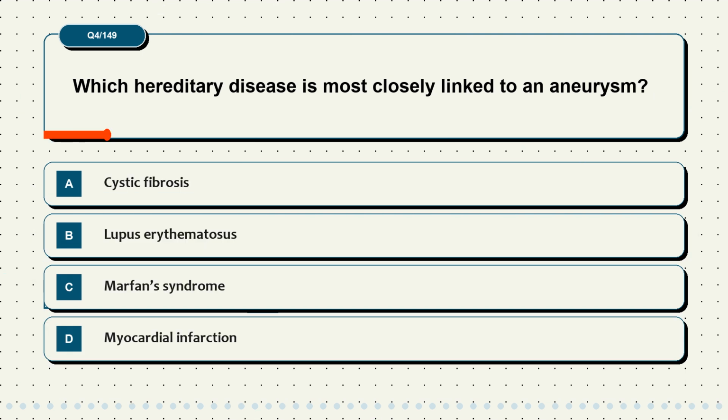Question 4. Which hereditary disease is most closely linked to an aneurysm? Here are the options. Option A, cystic fibrosis. Option B, lupus erythematosus. Option C, Marfan's syndrome. Option D, myocardial infarction.